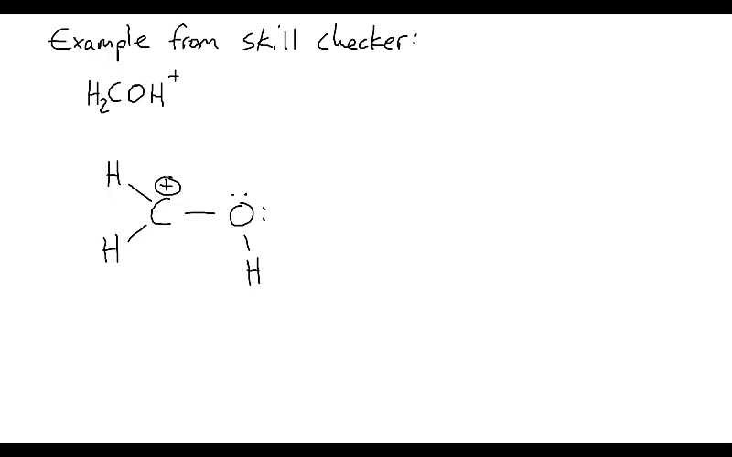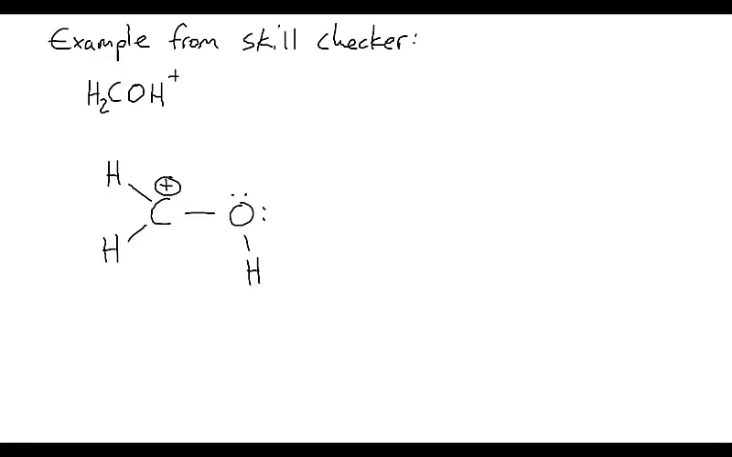Well, who's breaking the octet right now? Carbon, right? Carbon only has 6 electrons around it. And since carbon only has 6 electrons around it, it's the one that needs 2 more electrons. So how could I get carbon 2 more electrons to follow the octet rule without making anyone else break the octet rule? Gibbs?